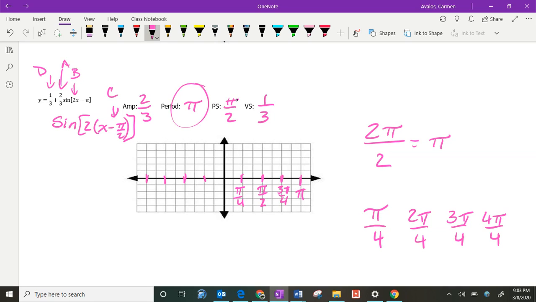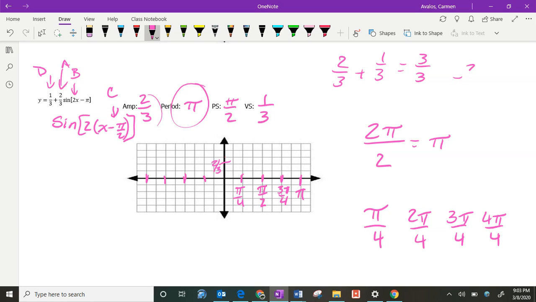It's going to go as high as 2/3. So this one here is going to be 2/3. The only thing is that this is a vertical shift of 1/3. So that means that everything's going to shift up 1/3. So this one here is going to go up as high as 2/3 plus 1/3, that is going to be 3/3. So everything from 2/3 is going to go up.